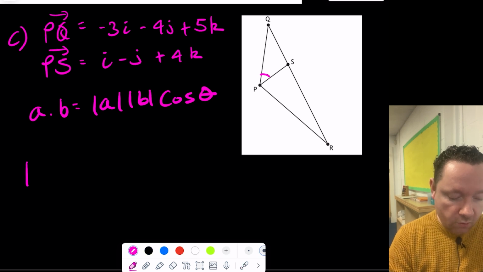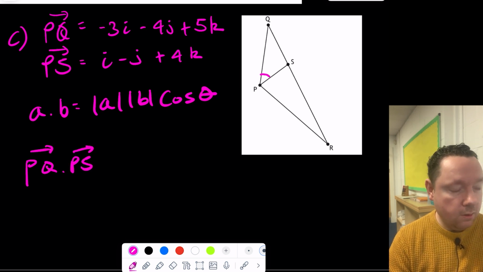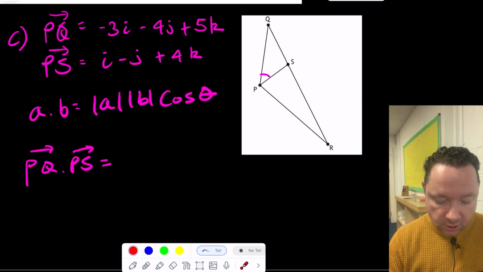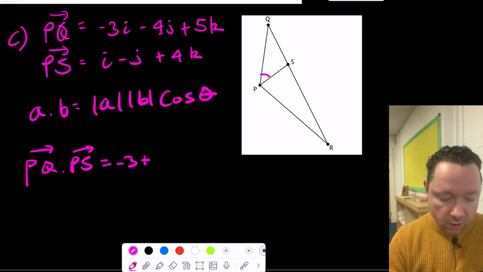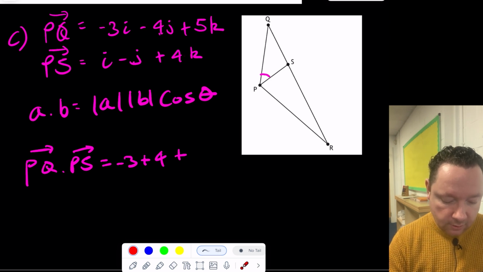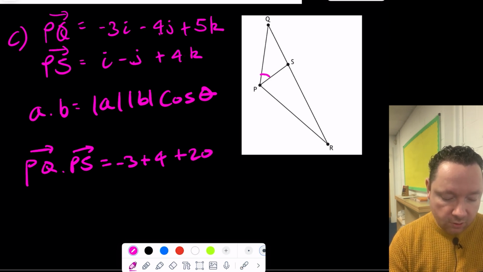So let's do PQ dot PS first. So we just times each component together. Minus 3 times 1 is minus 3, plus minus 4 times minus 1 is 4, plus 5 times 4, which is 20. So adding all that together, we get 21.